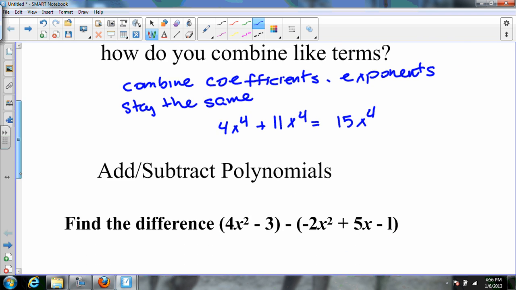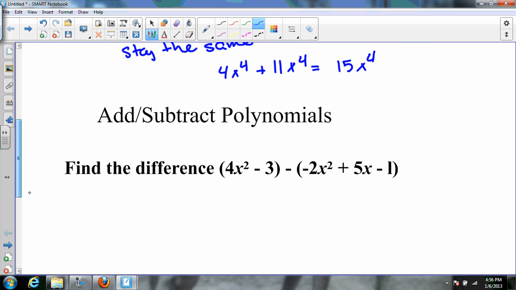So when you are adding or subtracting polynomials, you make sure that they are lined up in order of degree and perform the indicated operation. So we see we have 4x squared minus 3 minus a negative 2x squared plus 5x minus 1. So our highest degree of both polynomials is 2. So we have a 4x squared. There's nothing at the exponent 1 spot, so we leave it blank.